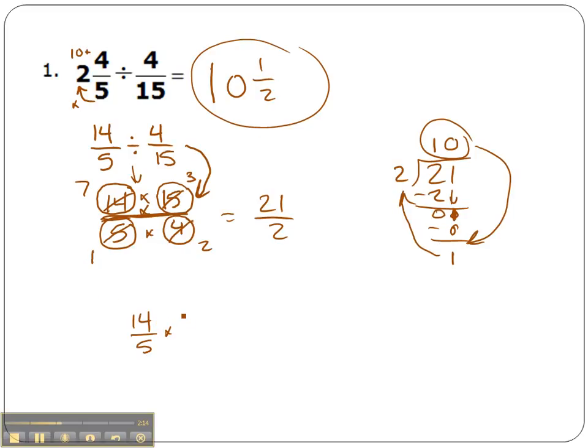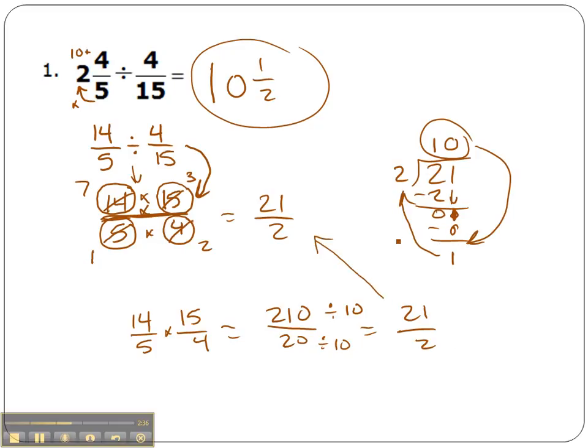14/5 times 15 over 4, in case you like doing it the other way where you don't simplify first. 14 times 15, if I did that out, it would be 210 over 5 times 4 is 20. Then we could simplify. They both end in a 0, so I know I can divide by 10. And I would get 21 over 2, which is the same thing we have here. So we divide just like we did, and we get 10 and 1/2.